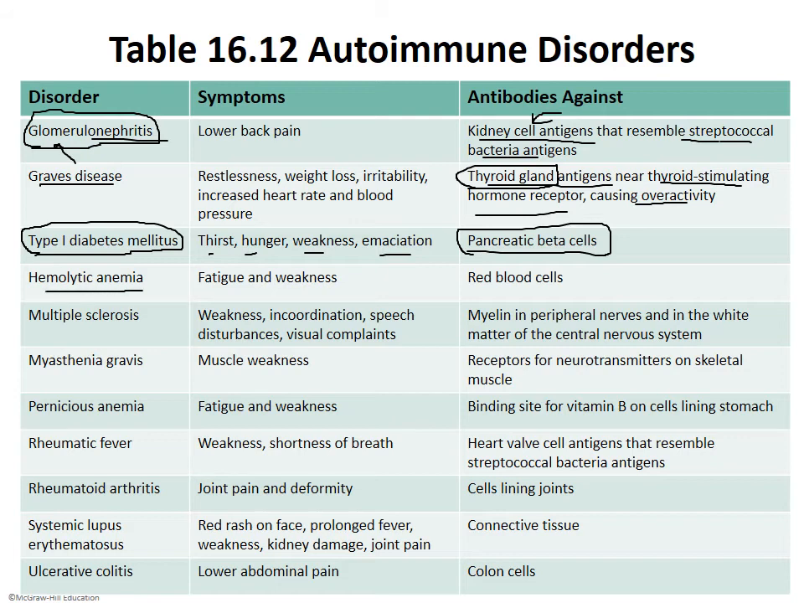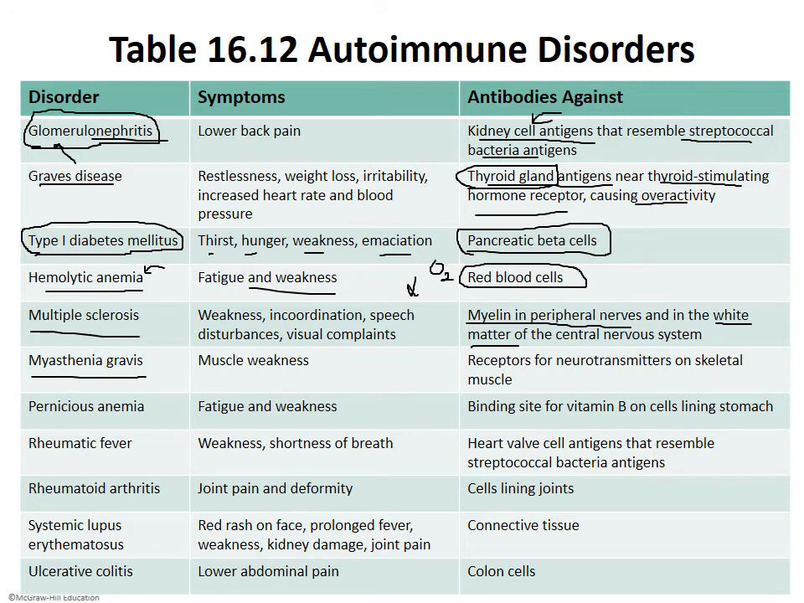Hemolytic anemia, fatigue and weakness: our body starts attacking red blood cells, and so they're going to be low. No oxygen carrying capability, or low oxygen carrying capability, anemia. MS, multiple sclerosis, this is awful. Myelination: the body will attack the Schwann cells and the oligodendrocytes. This causes all kinds of disruptions because it messes with the communication cables.